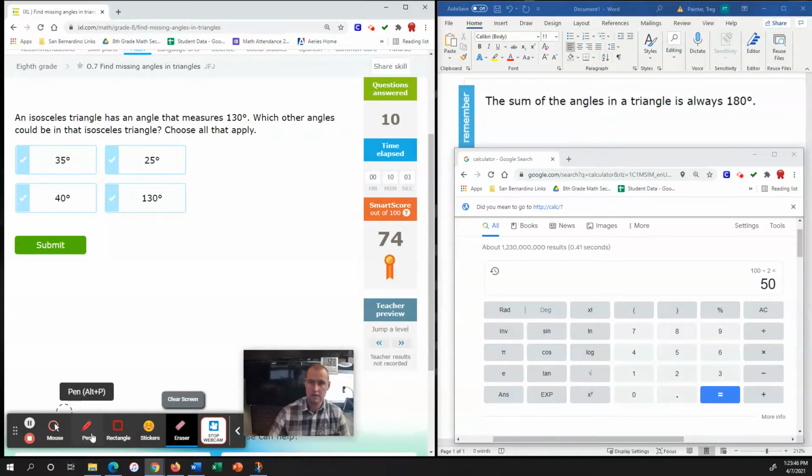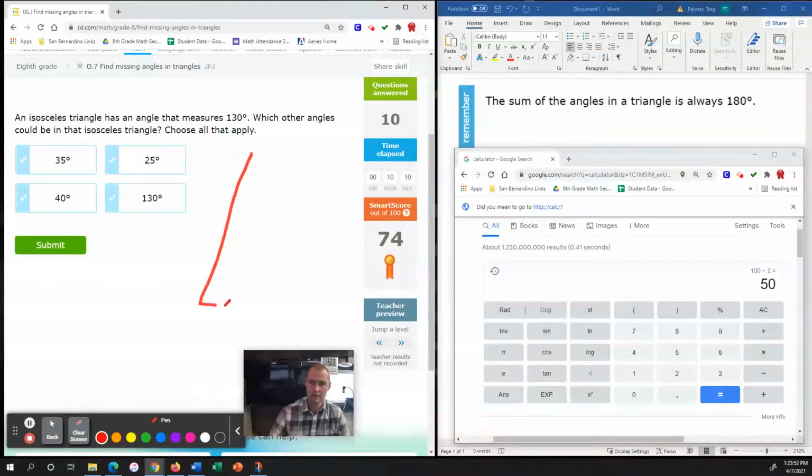All right. An isosceles triangle has an angle measuring 130. Which other angles could be in an isosceles triangle? Same concept. So I'm going to draw out my isosceles triangle. Never mind the beautifulness of my triangle. All right, two options. We could put the 130 right here. Let's try this. If we have 130 here, we also have 130 here, which will give us our last missing angle here.